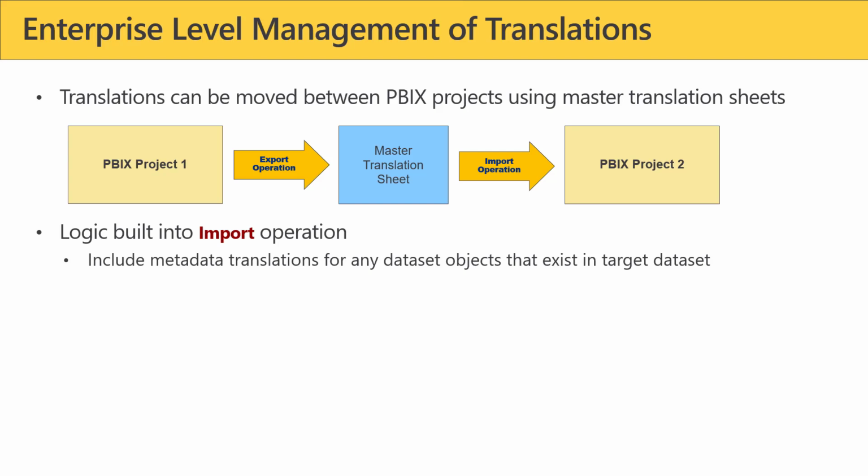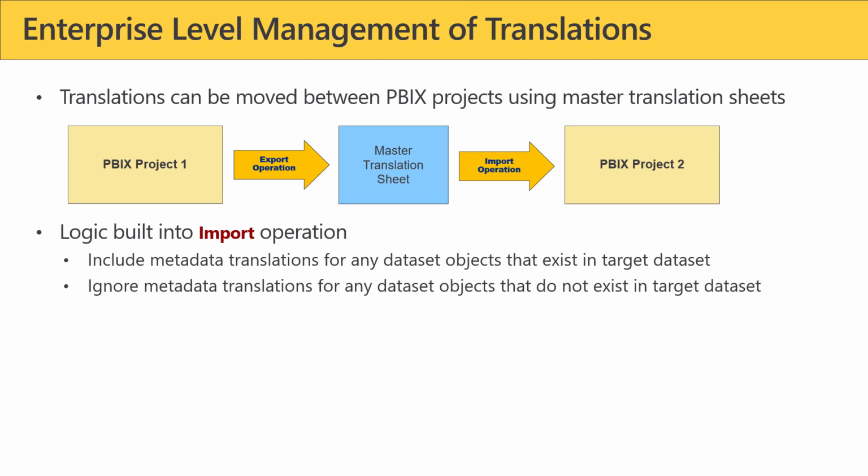So what's going to happen is we're going to be able to move that metadata from the first project to the second project, so you don't have to redo that work. Now, unlike the first version of Translations Builder, this version will ignore dataset objects in the master translation sheet that don't exist in the target when you import them.